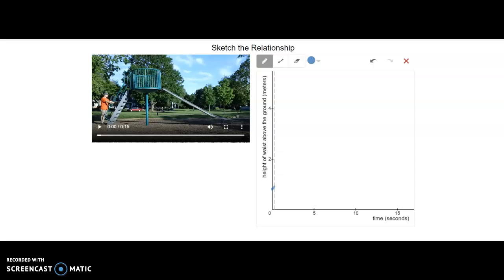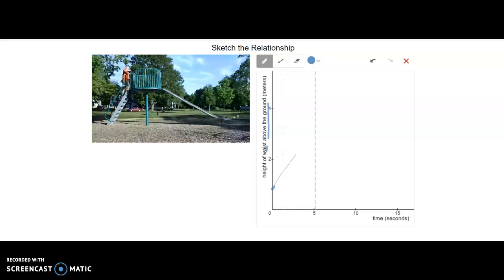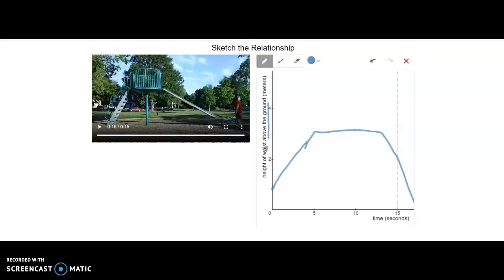If you started down here, that's completely fine, but you should not start at 0, 0 because it says the height of his waist above the ground. That's key information on our y-axis. So let's go ahead and start drawing. He's slowly climbing up the slide, right? And then at some point he is at the same height, and then it goes down. What's cool about this is you can actually pause the video and see where his waist is going to be at the same height. So it's probably about right there. That's pretty accurate.